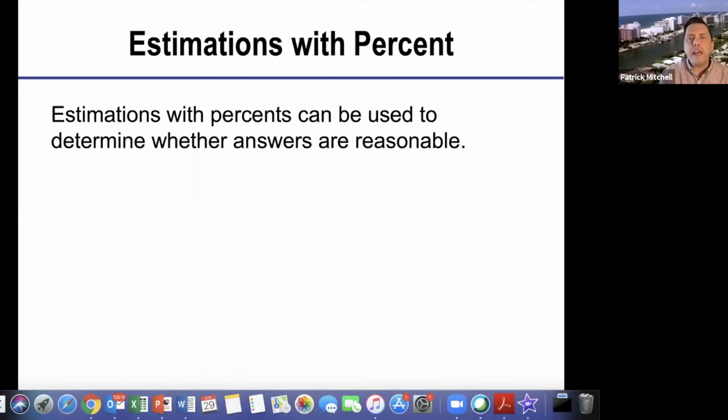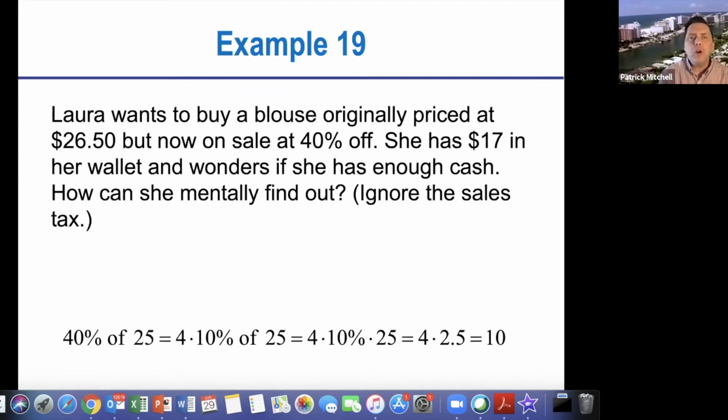Estimations with percents can be used to determine whether answers are reasonable. For example, if Laura wants to buy a blouse originally priced at $26.50, but is now on sale at 40% off, she has $17 in her wallet and wonders if she has enough cash to buy the blouse. How can she mentally figure this out? And we're going to ignore sales tax. In a lot of states, sales tax is not charged on clothing anyway.